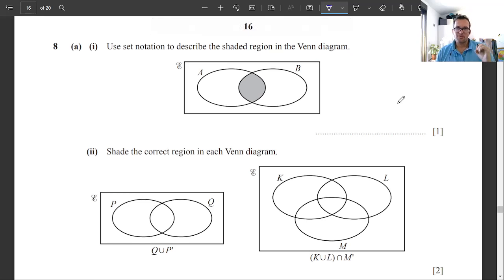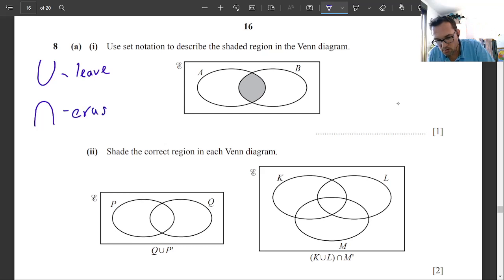Question 8, Venn diagrams. I love these. Use set notation to describe the shaded region in the Venn diagram. Remember the two most important things in Venn diagrams. We have union and we have intersection. Union means the one or the other or both. For me, it's always lead. Intersection has to be in both. I call that erase. You'll see why.